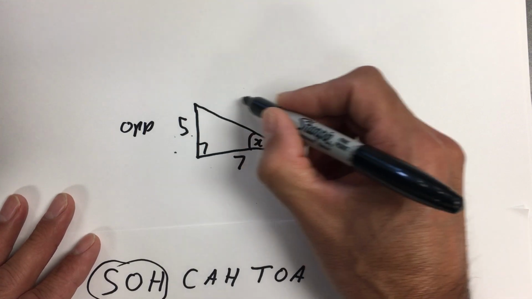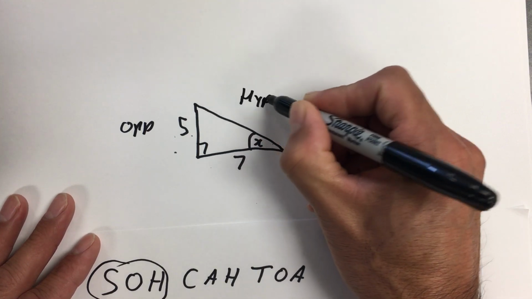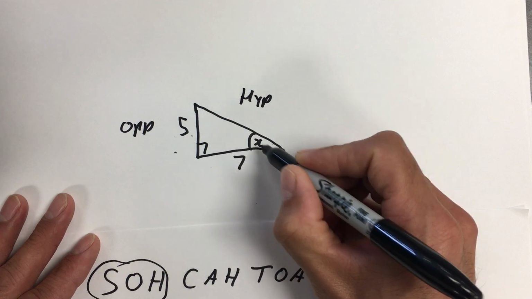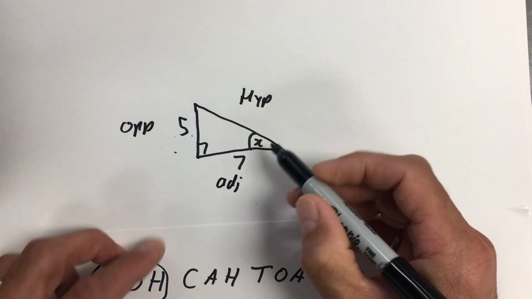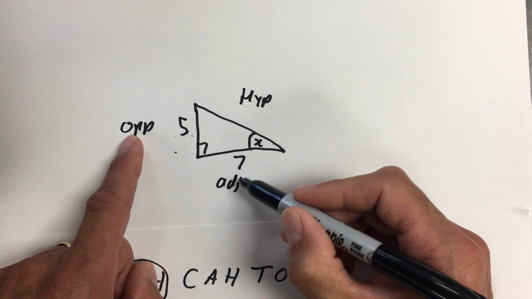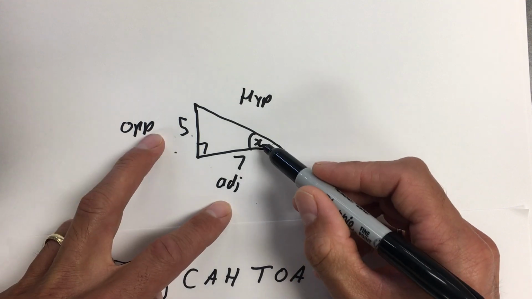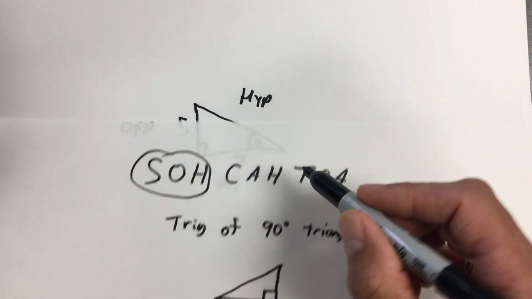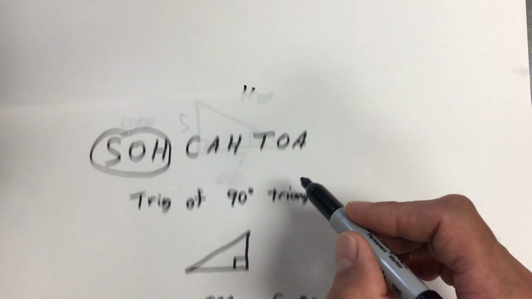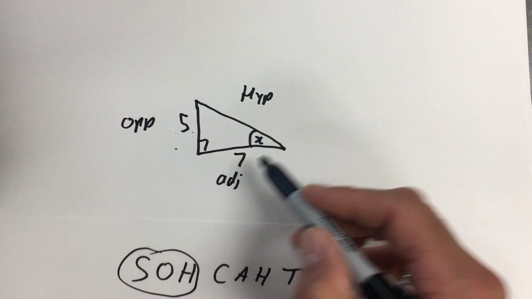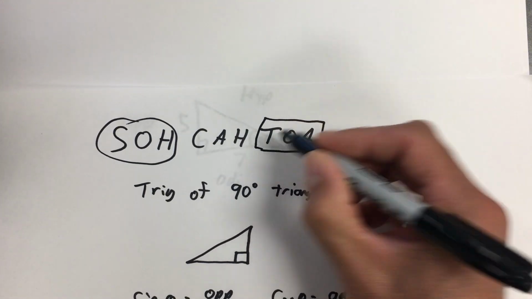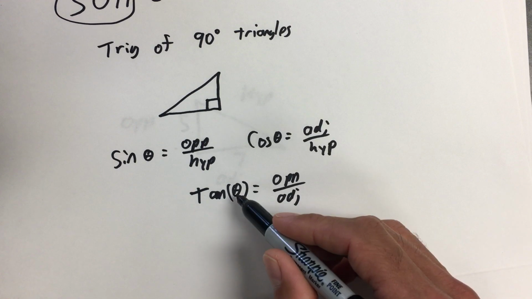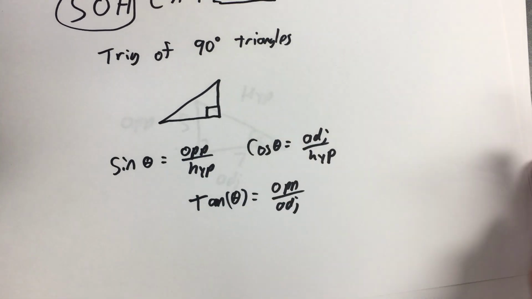And number 7, this could be tricky for you, is this adjacent or hypotenuse? Remember, hypotenuse is the long side. The short side beside the angle is adjacent. So I know the opposite, I know the adjacent, and I'm looking for the angle. So I need to find the formula that involves opposite and adjacent. That's this one here, TOA. The tan of the angle is opposite over adjacent.